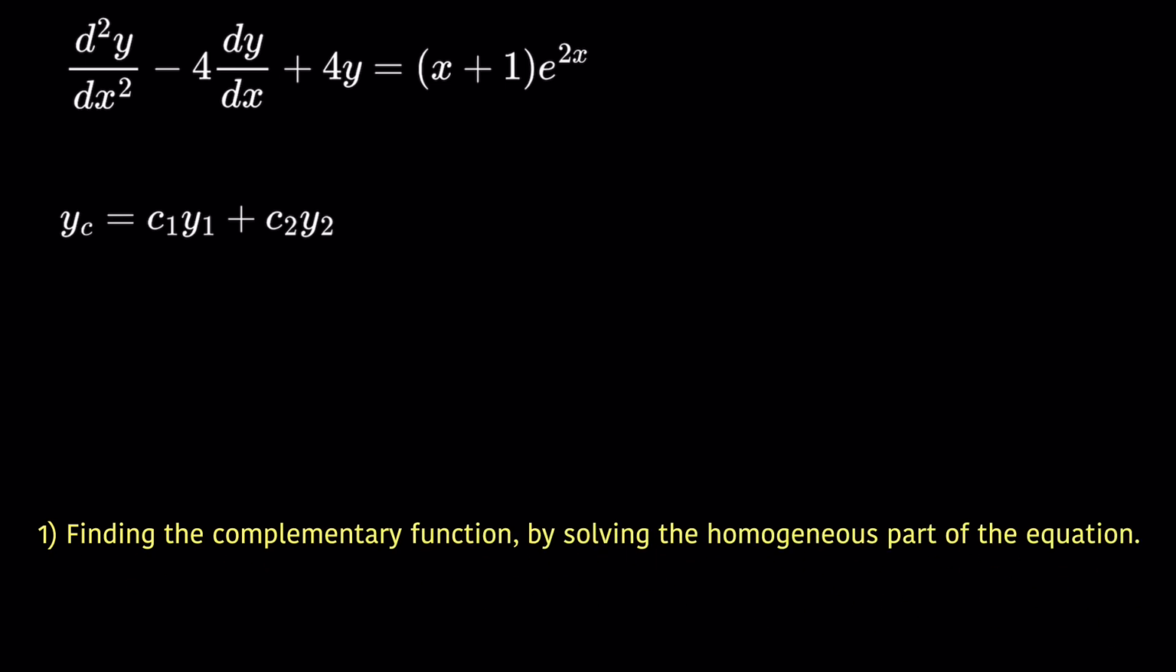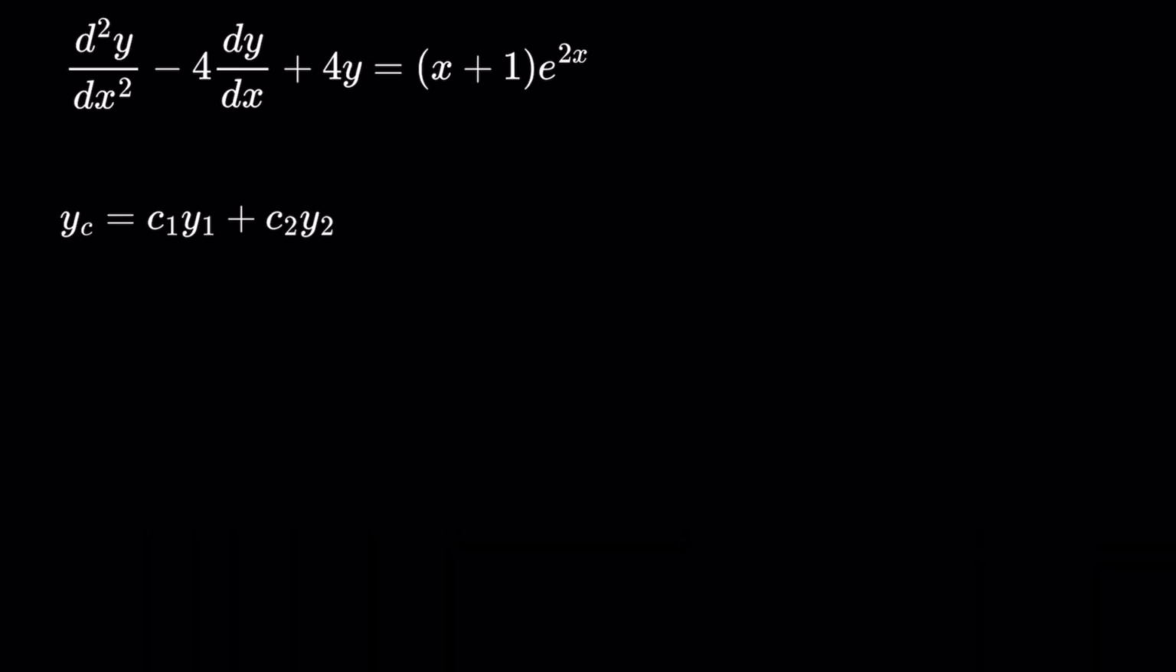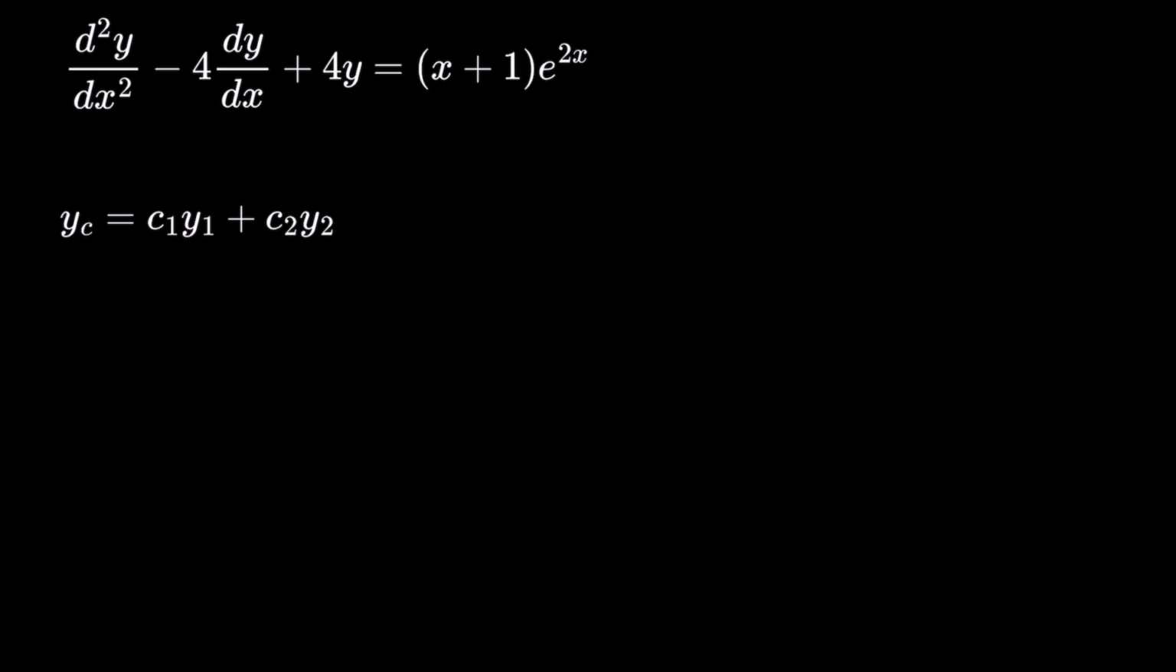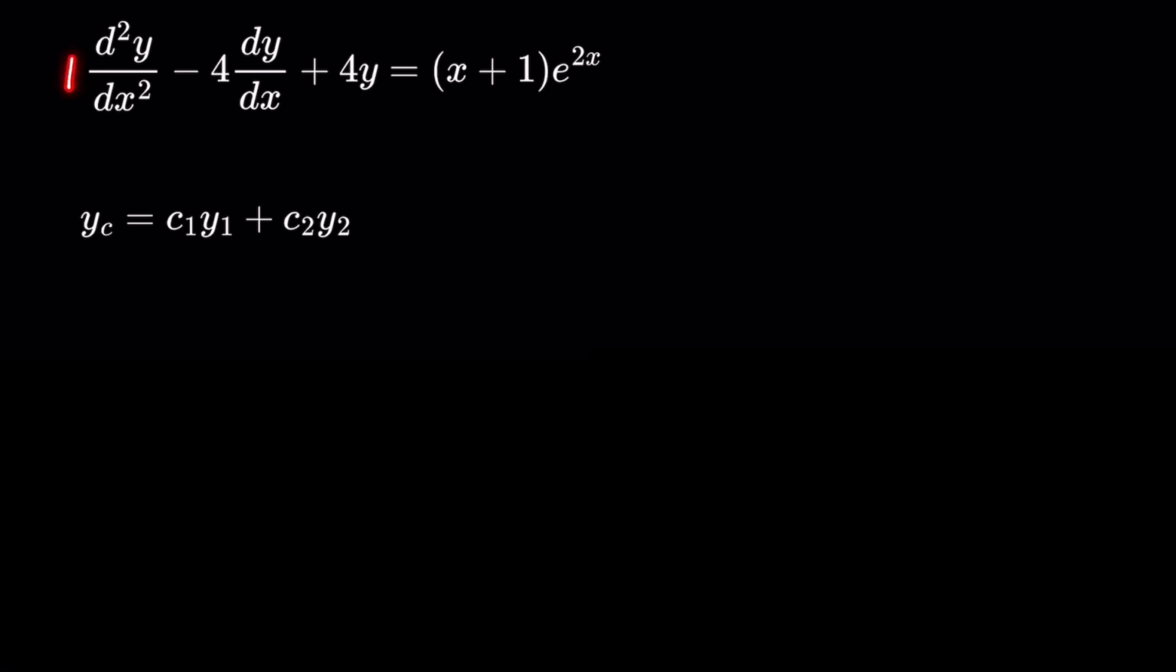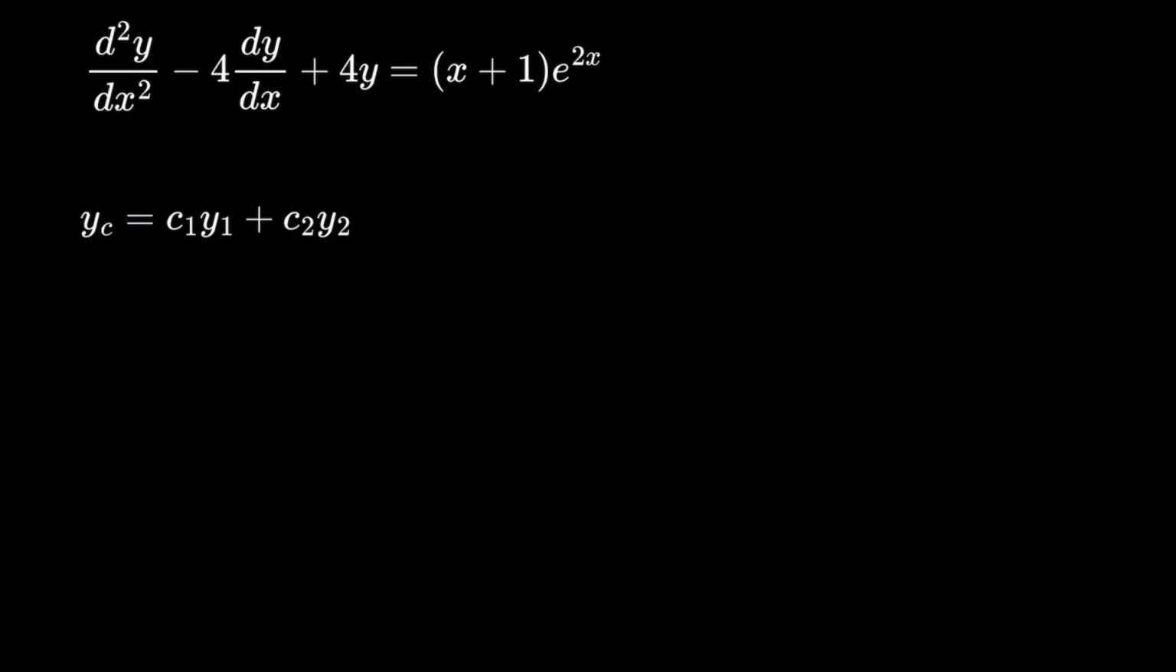Now, to do that, we first check if the given differential equation is in standard form. This means that the coefficient of the second derivative is equal to 1. In our case, the coefficient of the second derivative is already 1. So now we are going to write the associated homogeneous equation with r of x equal to 0.